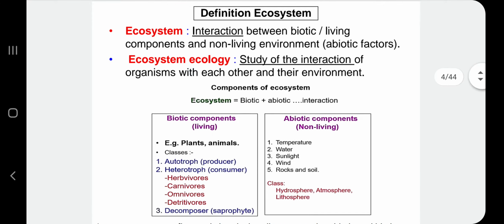Ecosystem refers to the interaction between living components and non-living components or the non-living environment, or we would say the interaction between biotic and abiotic. Ecology means the study of the interaction between biotic and abiotic. If we group these two terminologies together, ecosystem ecology, we end up with the definition: the study of the interaction of organisms with each other, and the study of interaction between organisms and their environment. So that means the study of interaction between biotic and biotic, and biotic and abiotic.